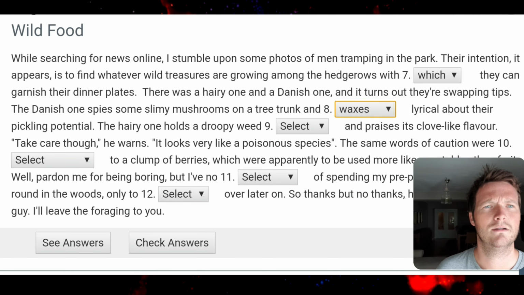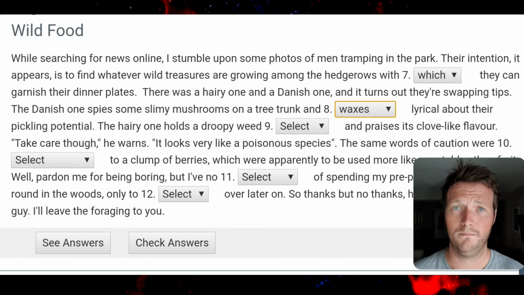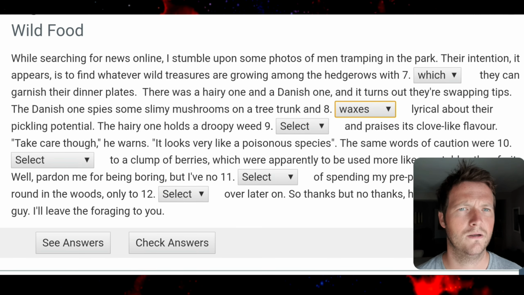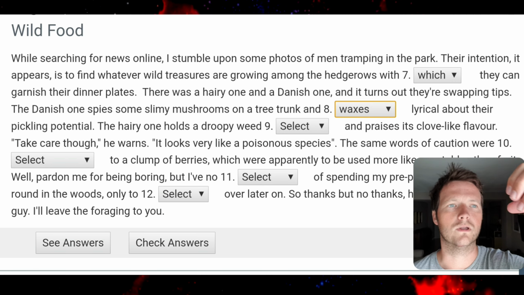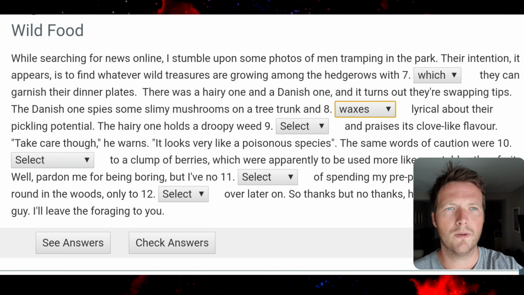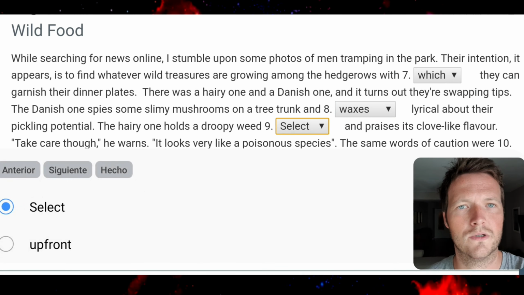And so he holds the weed. I think we're going to need some kind of preposition or adverb here, no? How does he hold it? Well, I guess he holds it up. Let's see if that's one of the options.